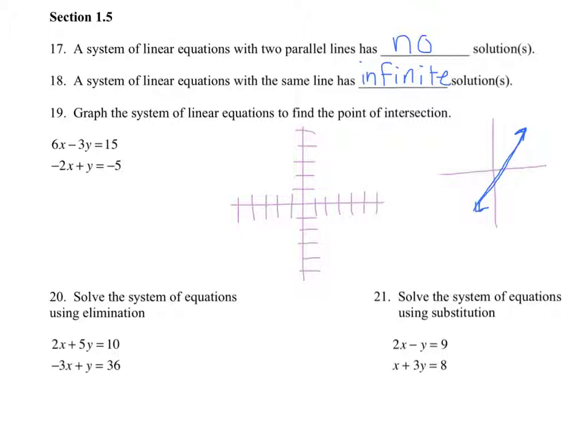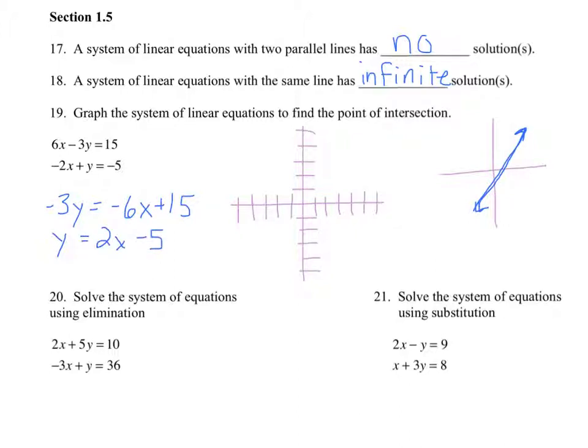For number 19, we want to graph the system of linear equations to find the point of intersection. So first I'm going to graph 6x minus 3y equals 15. And I'm going to first get that into slope-intercept form. So first, I'm going to subtract the 6x to the other side, and then divide by a negative 3. So I get y equals 2x minus 5.